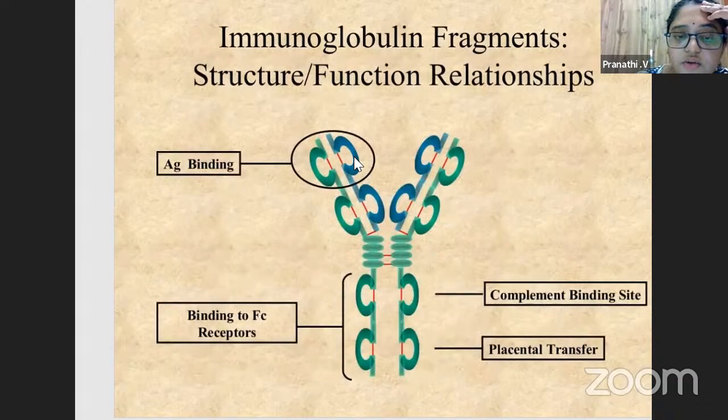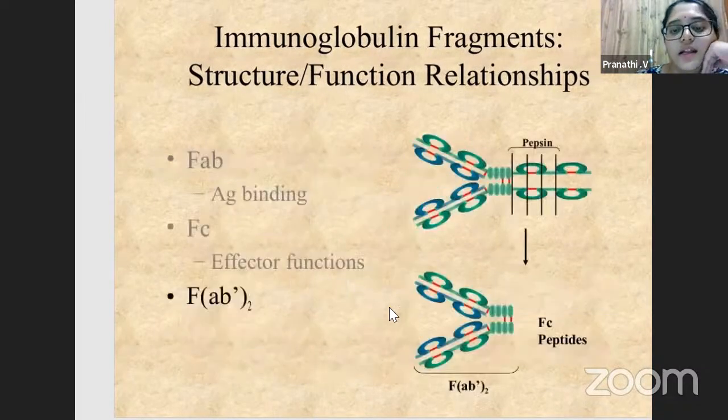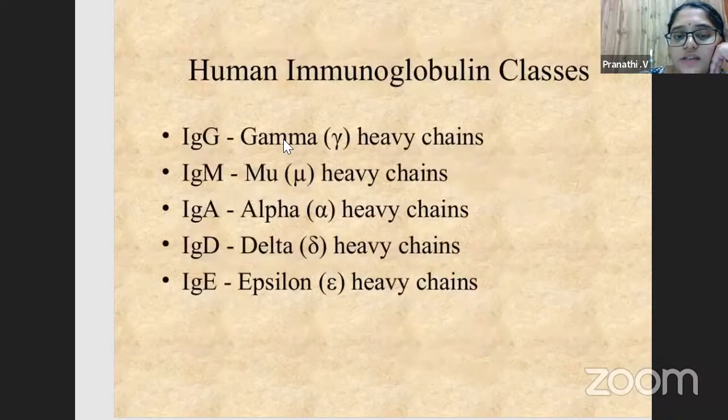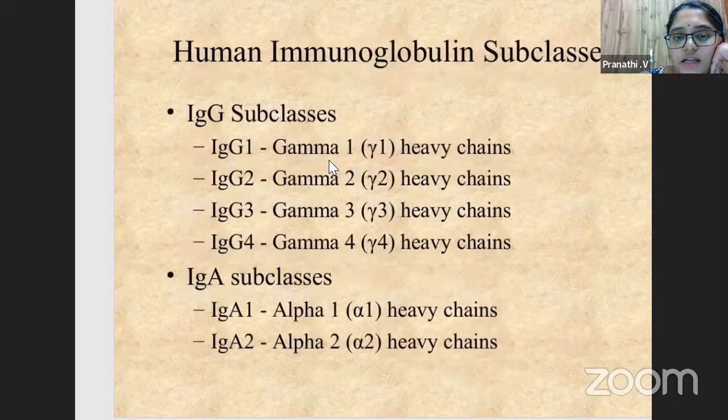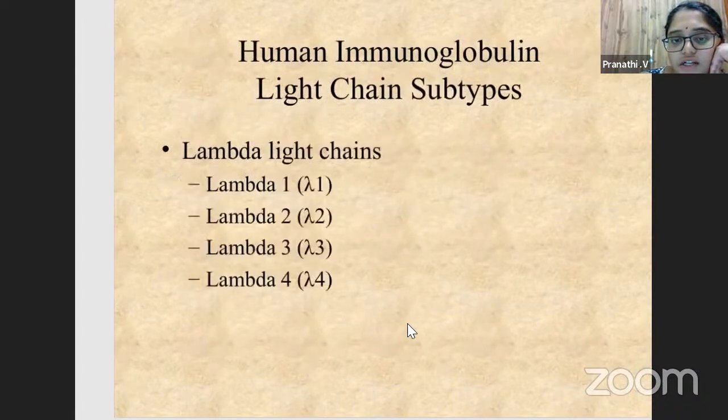Valency is wherein you know how it is going to bind. So 1 antigen, 2 antigen. So your valency is going to be 2. And like I told you, this is the second part. Whenever there is a pepsin digestion, the hinge region is also going to be separated. These are the different human immunoglobulin classes: G1, G2, G3, G4 subclasses, and then alpha 1, alpha 2. This is the kappa and the lambda chain present in the light chain types.